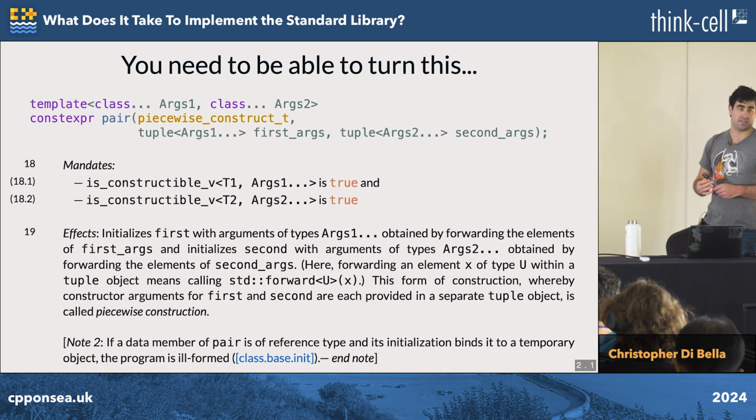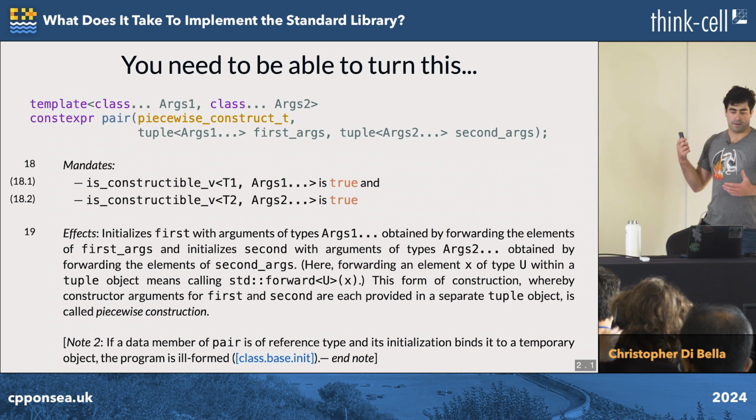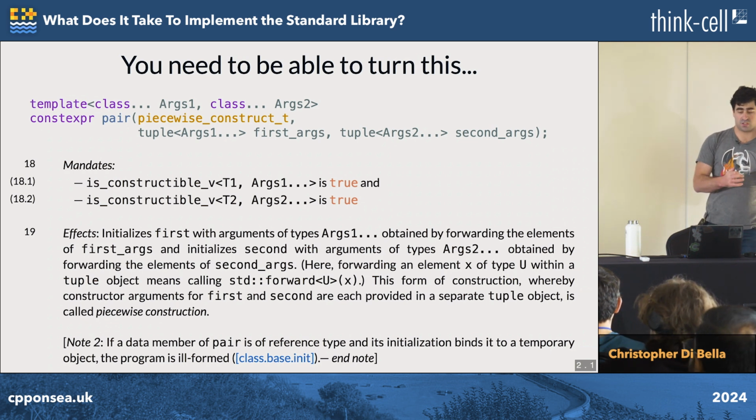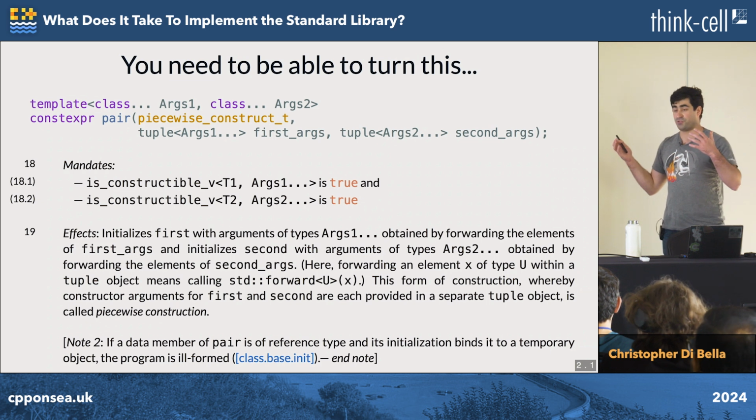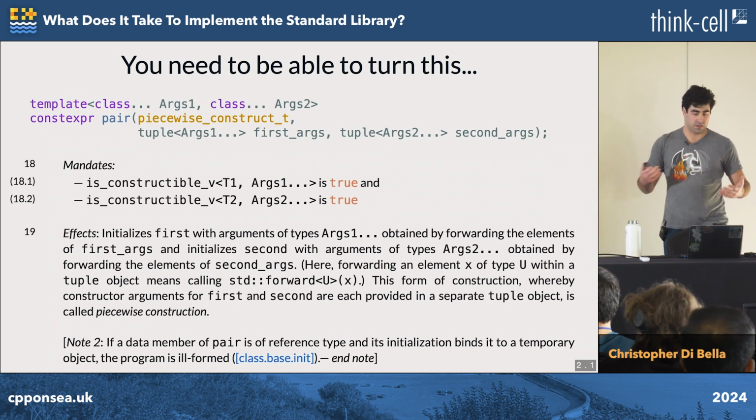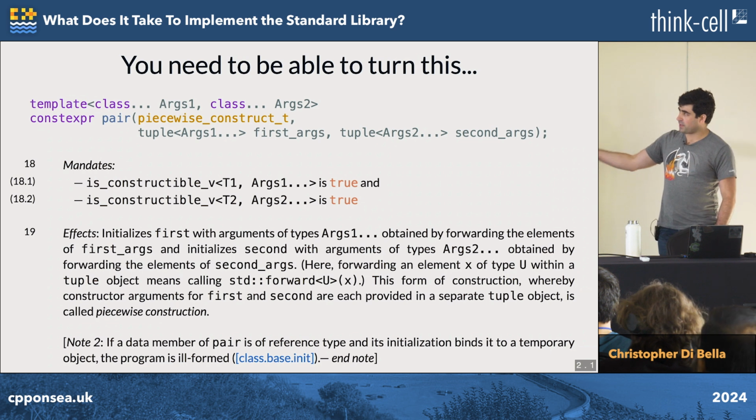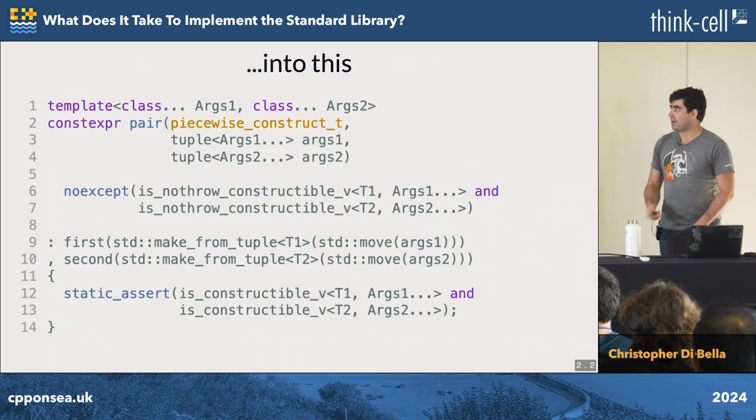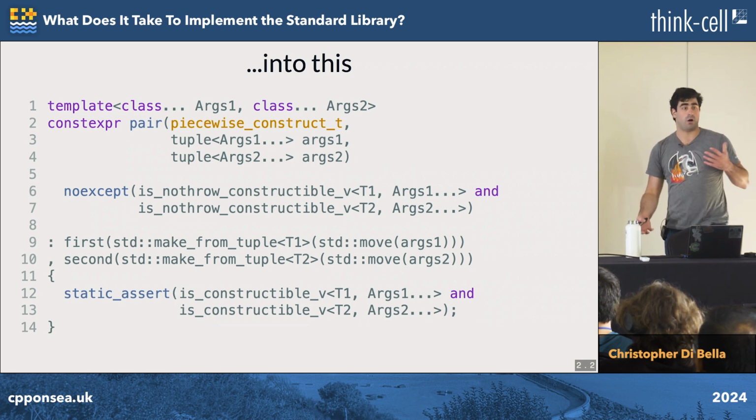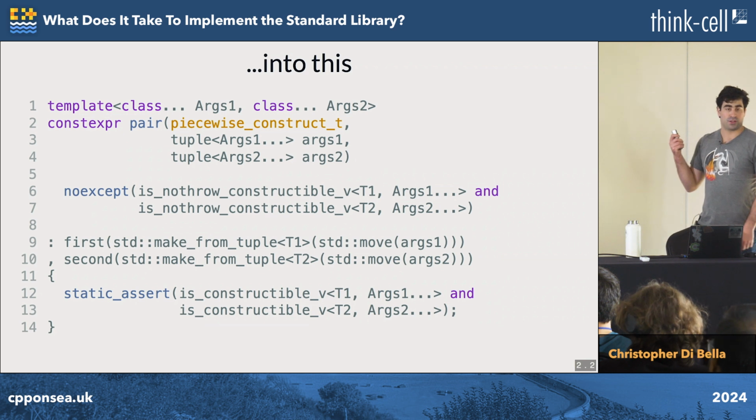It talks about how you can take a tuple of two tuples, one of which talks about how to construct the first type, and the other one talks about how to construct the second type, and that will then give you a pair of T and U. You need to be able to turn something like this into something that your users can then go about and use. Now that could be in C++ code, or that could be in some other form of magic. We'll come back to what that magic is later on.